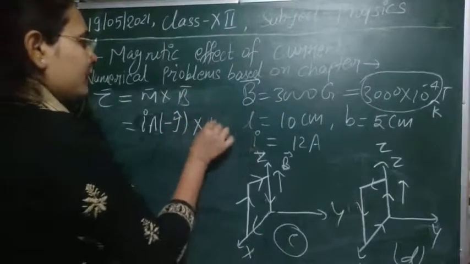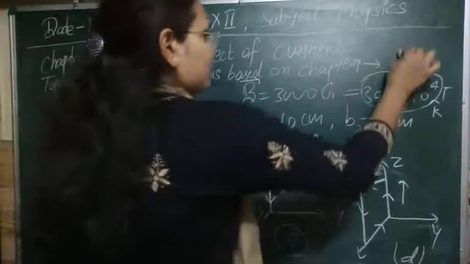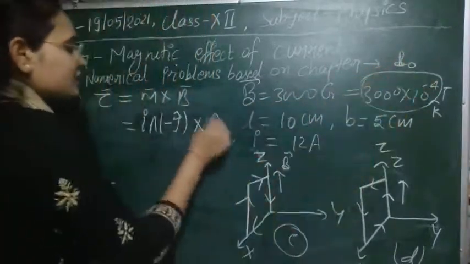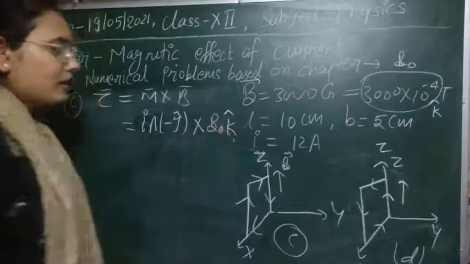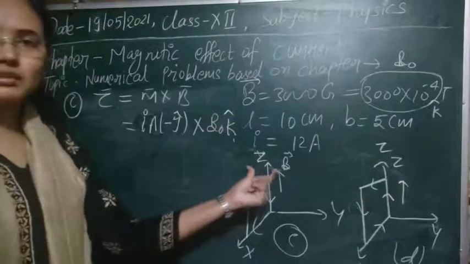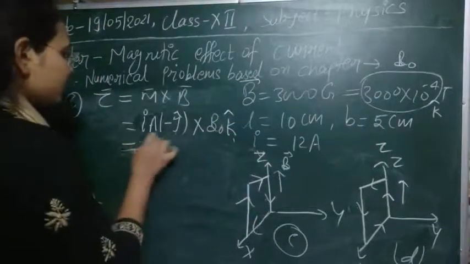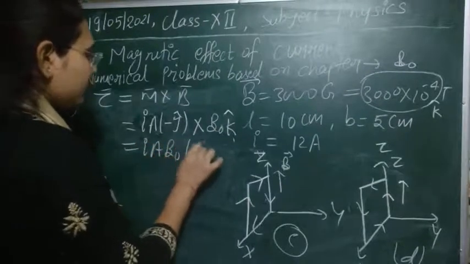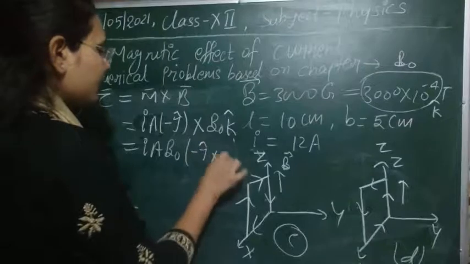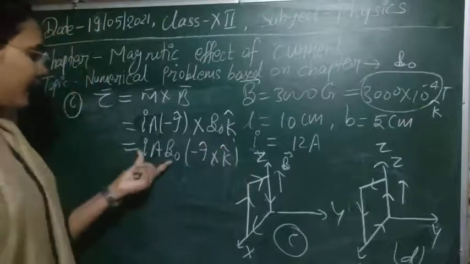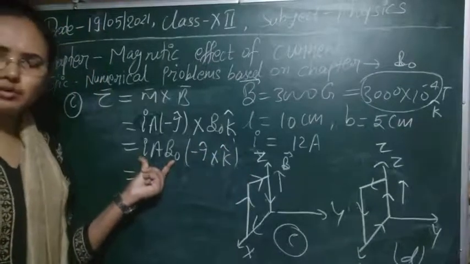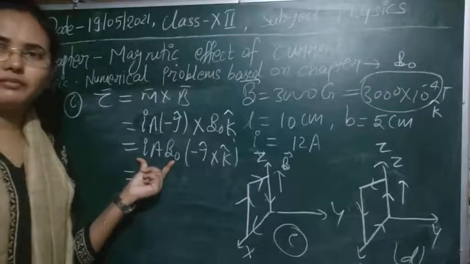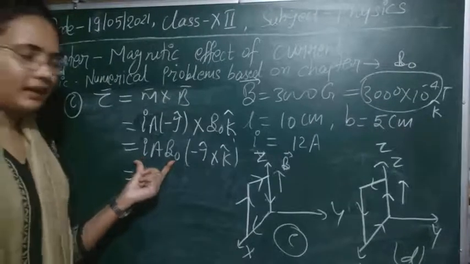then minus, we can write cross. For the B here, as B0, I have just written this value here. So this is B0 and the direction is given already in our question, that is along the positive z axis. Now let's solve it. So this is IA B0 and this is minus J cross K here.